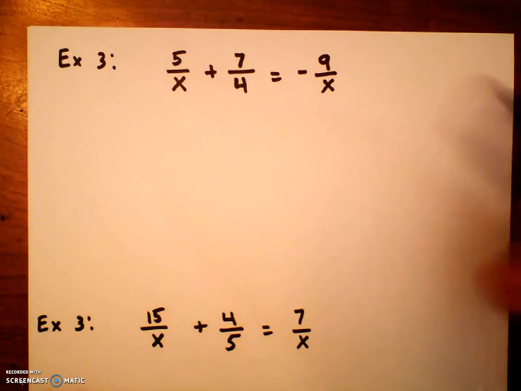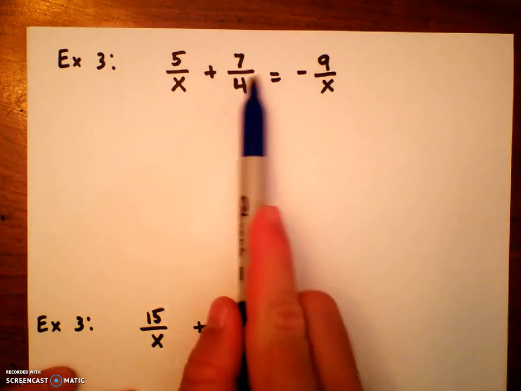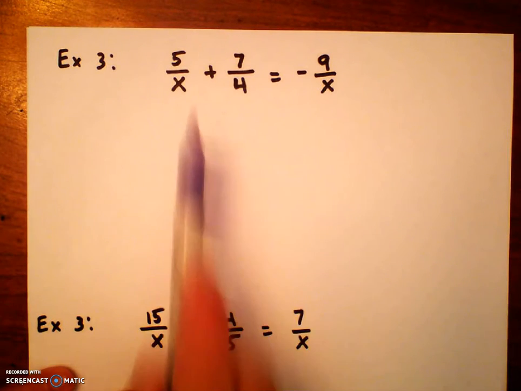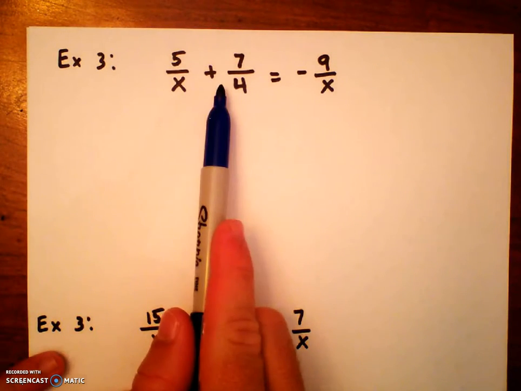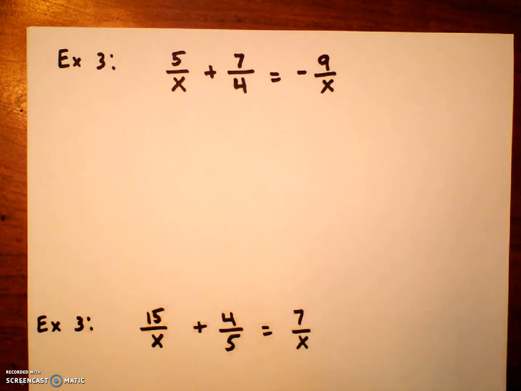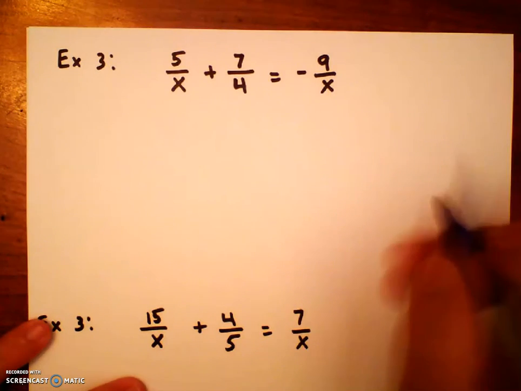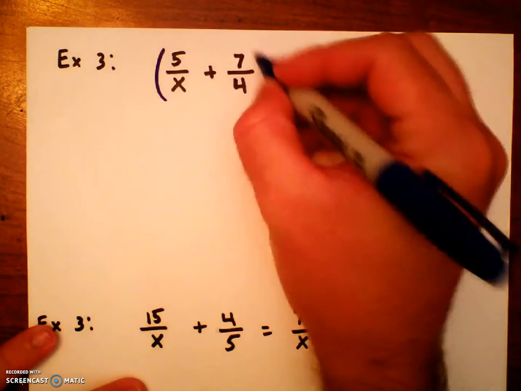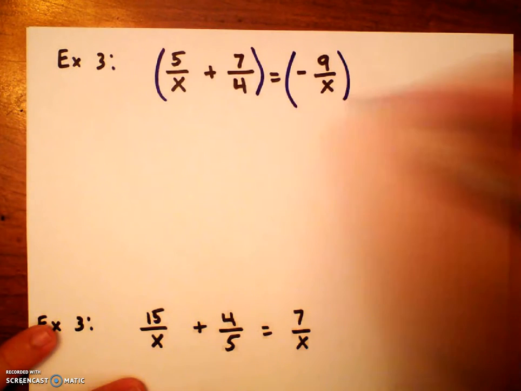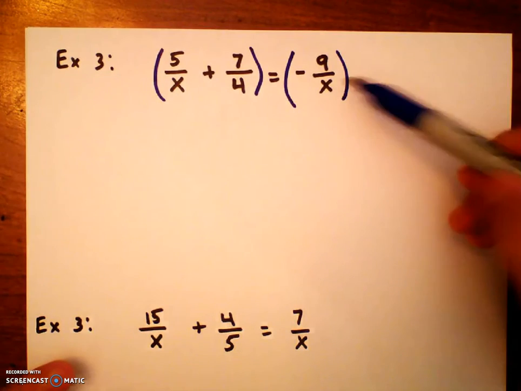This one's a little bit different. If you notice, it's not just two fractions set equal to each other. It's got two fractions added together on one side and then another fraction on the right. So what we're going to do is try to eliminate all of those fractions. We're going to do that by multiplying both sides by something that when you multiply it, all of those will cancel.